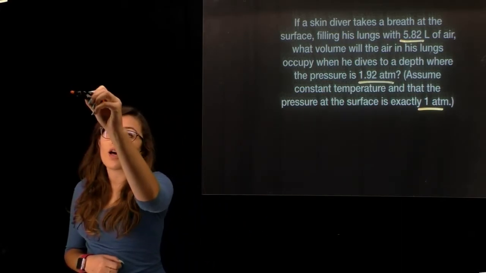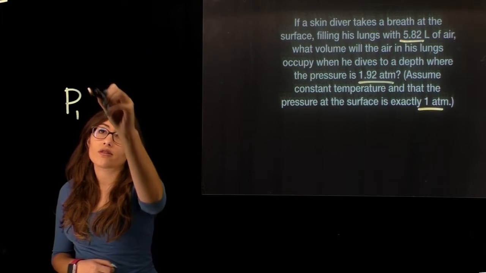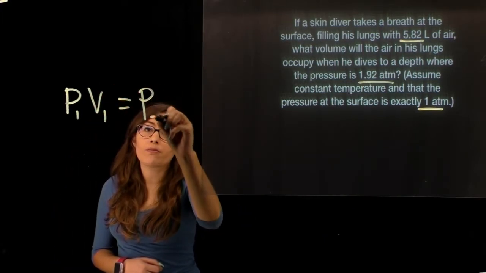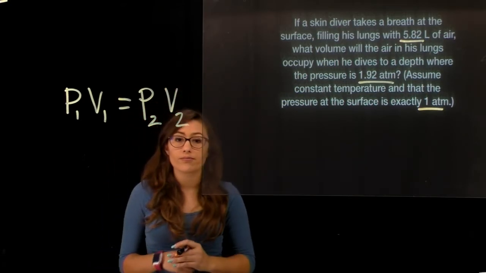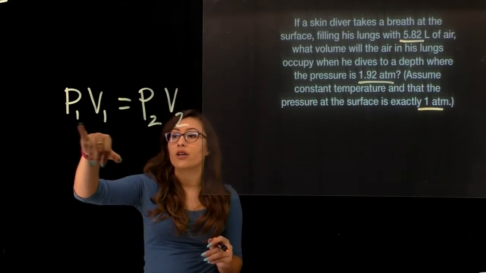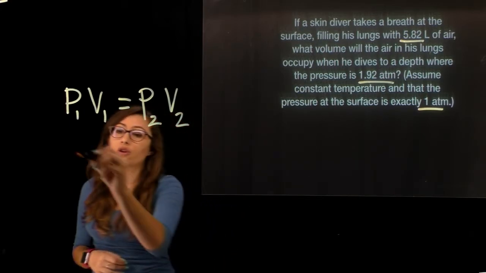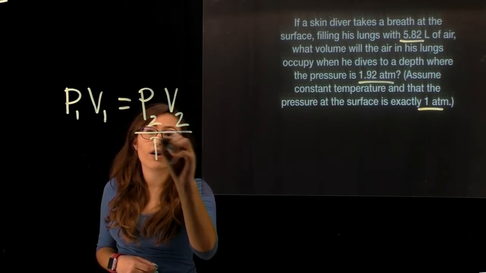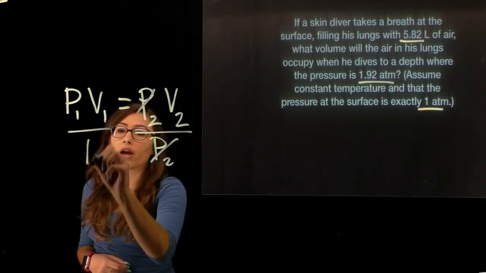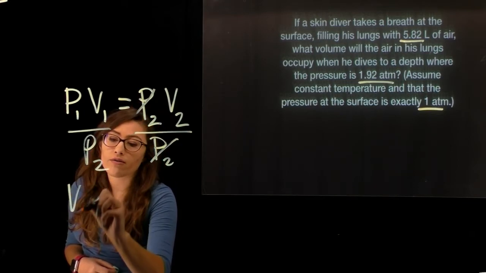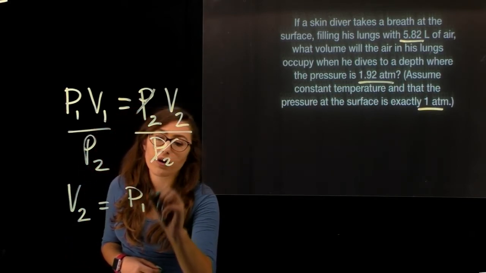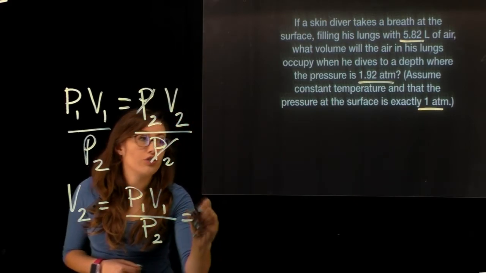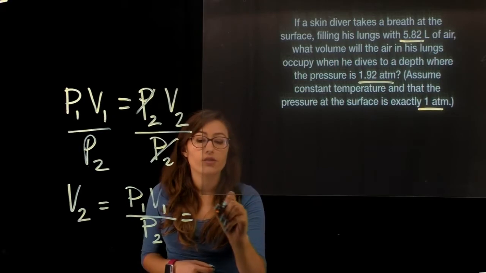So we know Boyle's Law is pressure times volume is equal to our new pressure times our new volume. Well, we already know our initial pressure and volume and our final pressure, so all we're doing is rearranging this equation for our final volume. So let me go ahead and rearrange that, and we'll have our final volume is equal to our initial pressure times our initial volume divided by our final pressure. Let's go ahead and plug everything into this problem.